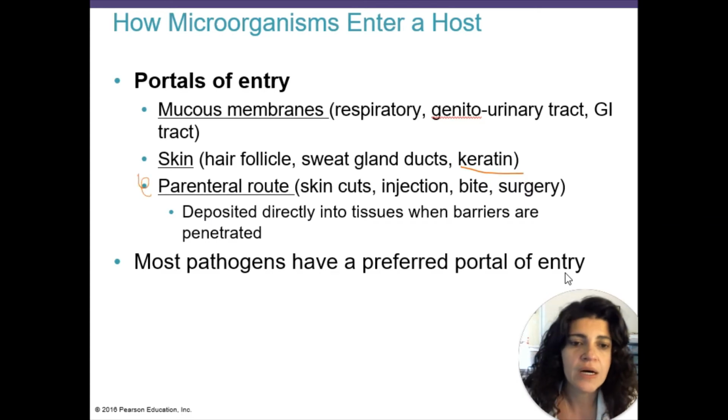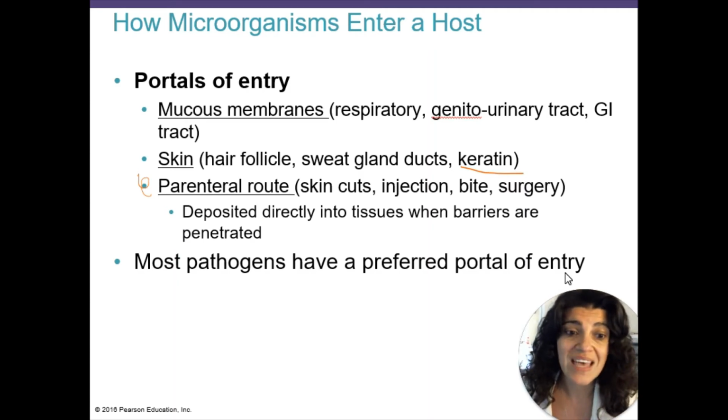Parenteral route. So if your skin is broken, cuts, or if you use an injection through the skin, if you get a bite from an animal or from an insect, all this, insects are animals, but I was thinking about bigger or smaller animals, bites are ways through which microbes can enter your blood, right? Surgery. During a surgery, you can get some type of infection, right? So microbes are deposited directly into the tissues when barriers are penetrated.